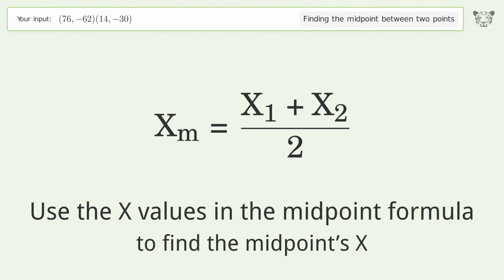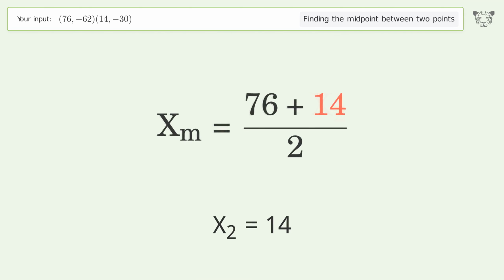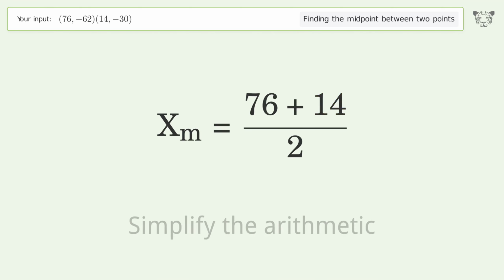Use the x values in the midpoint formula to find the midpoint's x. x1 equals 76. x2 equals 14. Simplify the arithmetic.